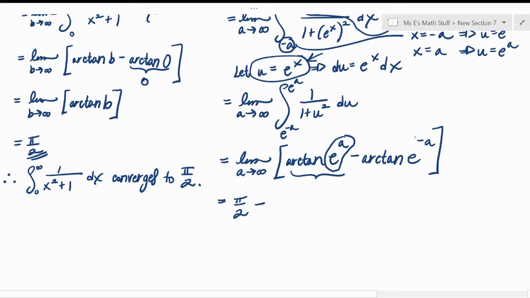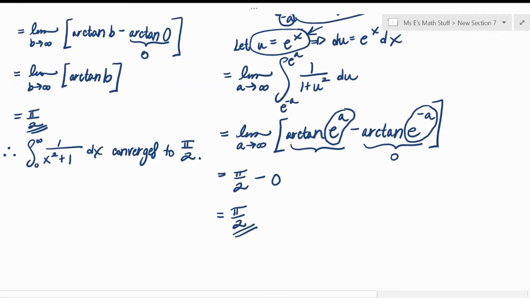Okay, now let's look at this one. e to the negative a. Well, that's 1 over e to the positive a. So on this one, if you let a approach infinity, what do you get? You get 0 out. And so you'd have arctangent of 0. So this is actually going to go to 0. So your answer would be pi over 2 again.